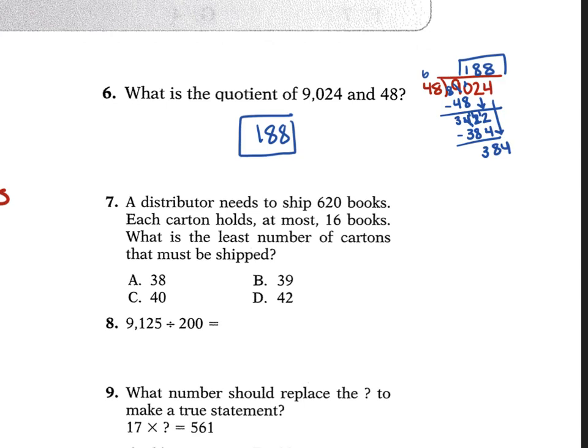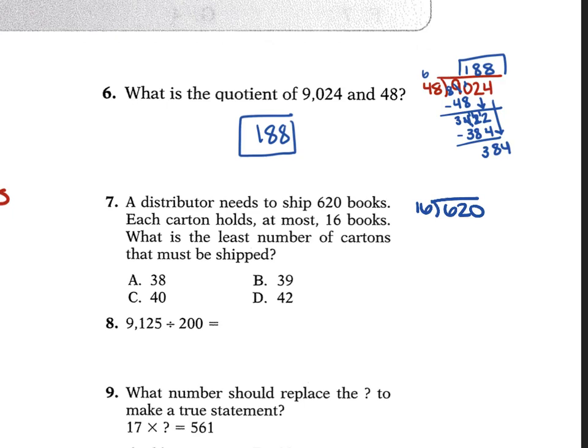7 says a distributor needs to ship 620 books. Each carton holds at most 16 books. What is the least number of cartons that must be shipped? So we're going to divide these two. The 16 will go on the outside. The 620 would go on the inside. So 620 divided by 16 is what we're doing.